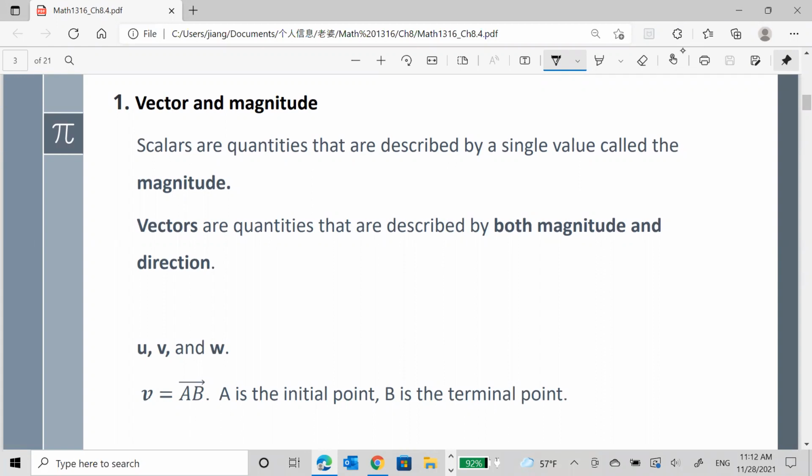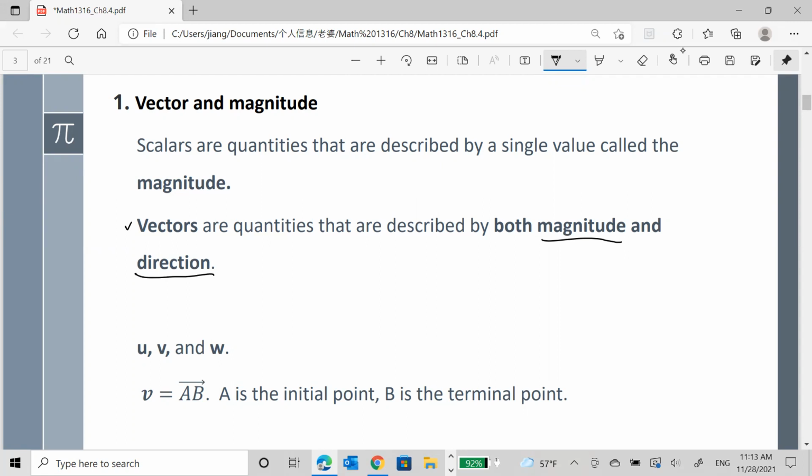Scalars are quantities that are described by a single value called magnitude. What's the meaning of magnitude? That's just a single value, like 5 meters or 5 feet or 5 miles. It doesn't have the direction. And vectors are quantities that are described by both magnitude and direction. That means they need to have the single value and the direction.